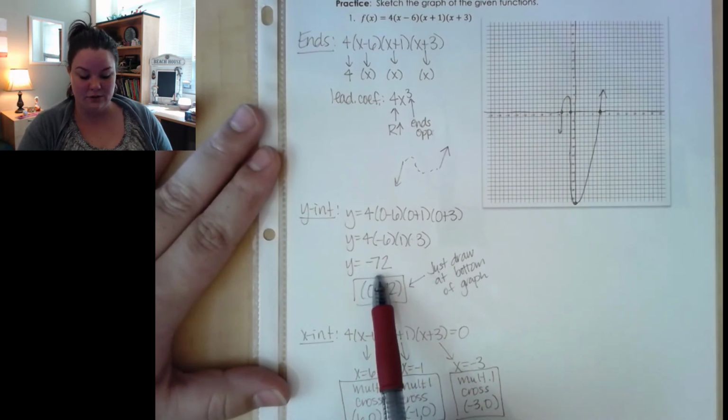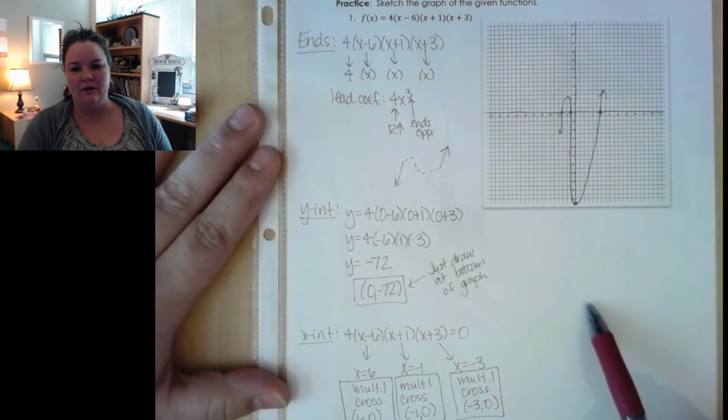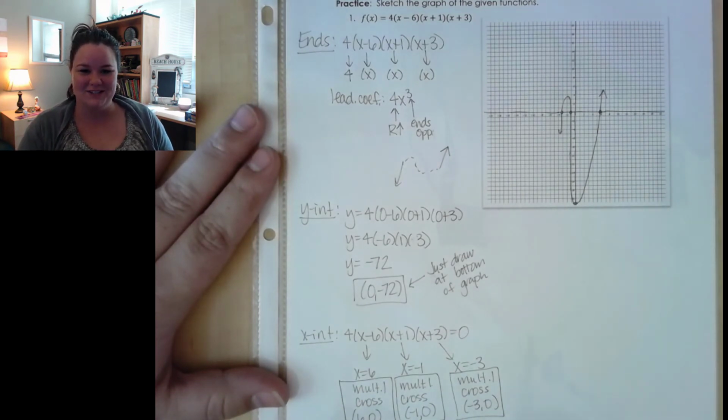Now, -72 is off the graph. So you can see here I just drew a little dot down at the very bottom at -20, okay? Don't draw it way down here off the graph, okay? Just put it at the bottom because, again, this is a rough sketch, okay?